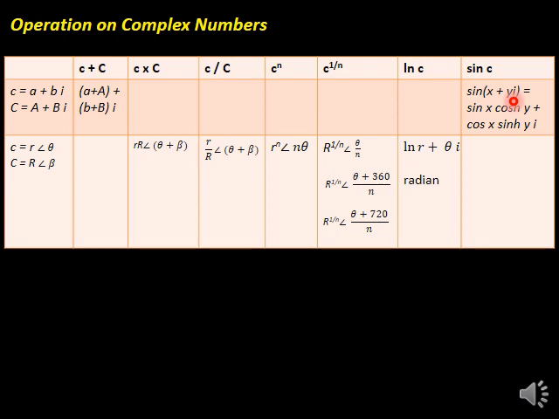Okay, so as you may observe, when we add complex numbers and when we perform the trigonometric function of the number, it is convenient to write the number in rectangular form. If we perform the multiplication, division, power, root, and the natural logarithm, we write the number in polar form and evaluate the complex number.